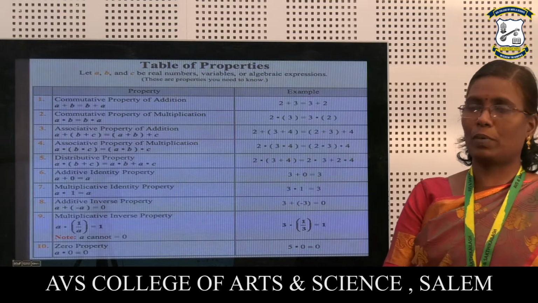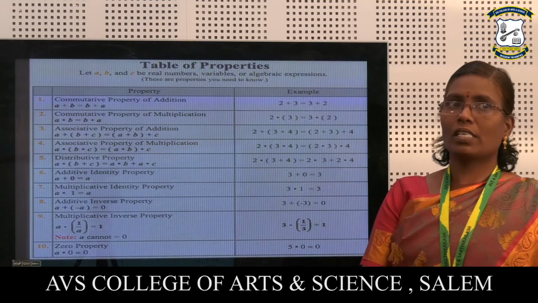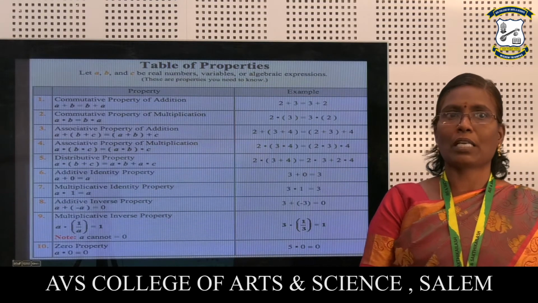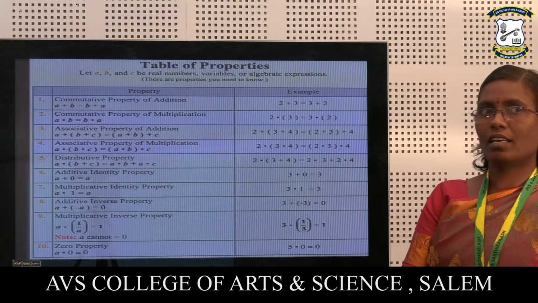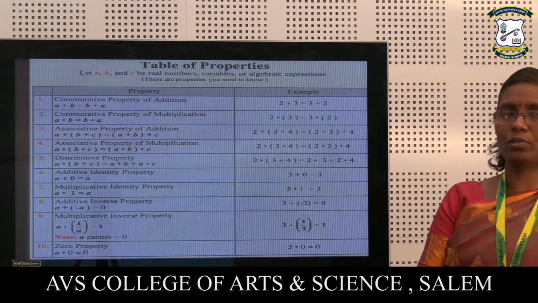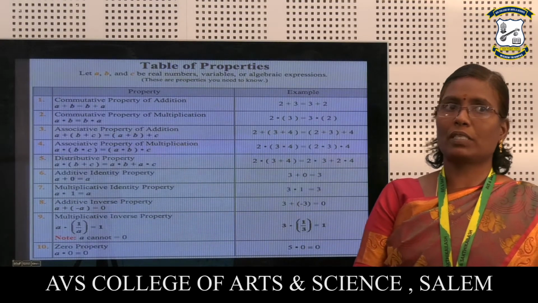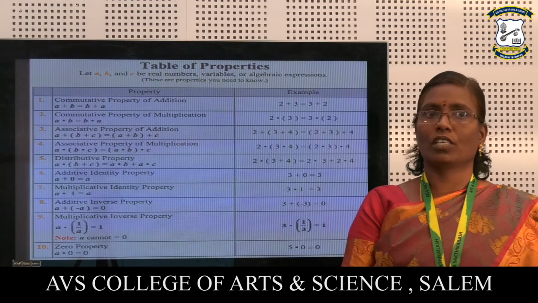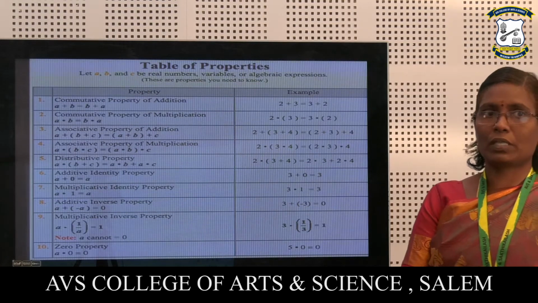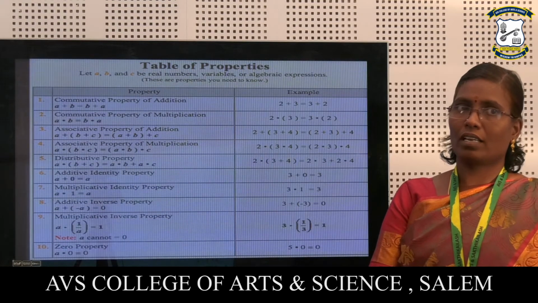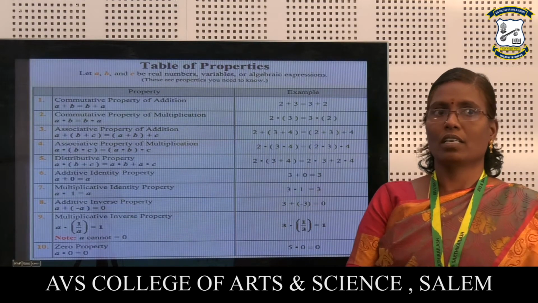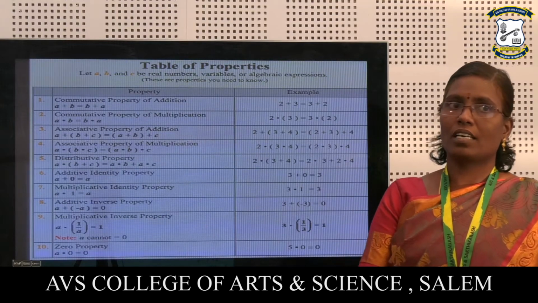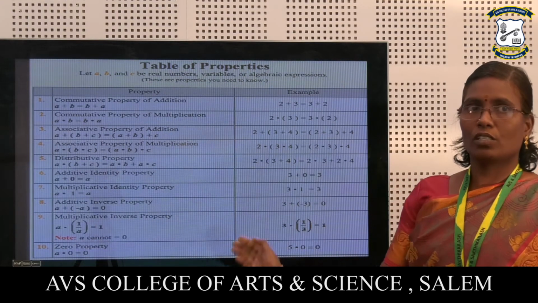Additive identity property. A plus 0 is equal to A. Multiplicative identity property. A star 1 is equal to A. Additive inverse property. A plus (minus A) is equal to 0. Multiplicative inverse property. A into 1 by A is equal to 1. Zero property. A star 0 is equal to 0.